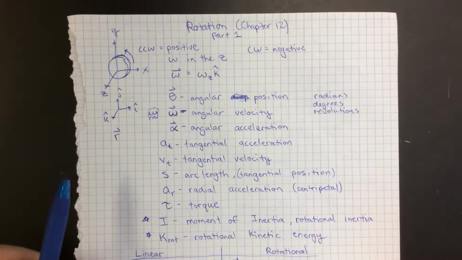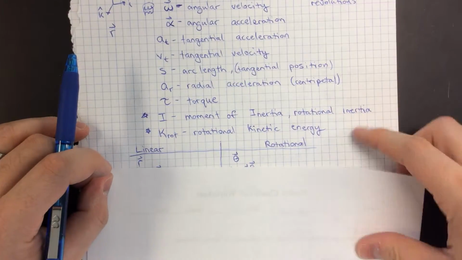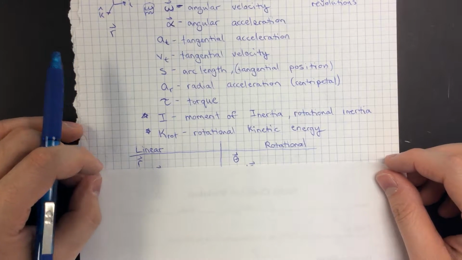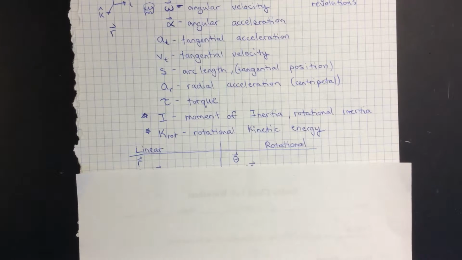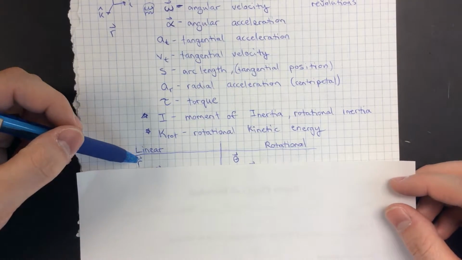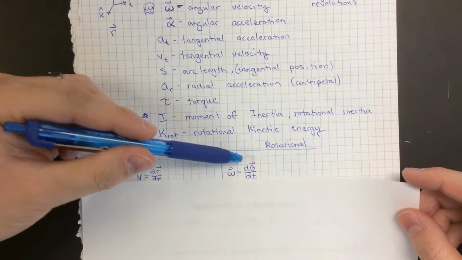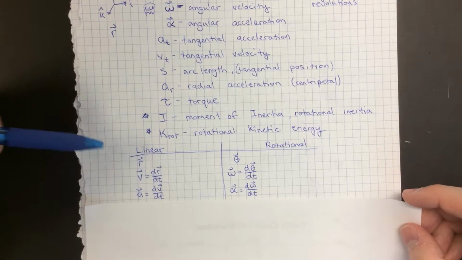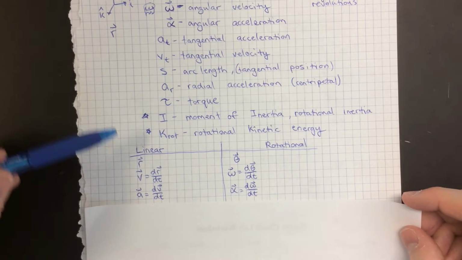Okay, so if we list out how they parallel from linear to rotational, the College Board sometimes likes to throw these questions in there, the analogs, right, the analogies. So theta is the rotational analog of position, or R, and then omega is like a V, alpha is like an A. So with these, these are the rotational parts.